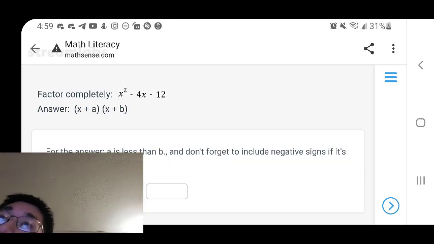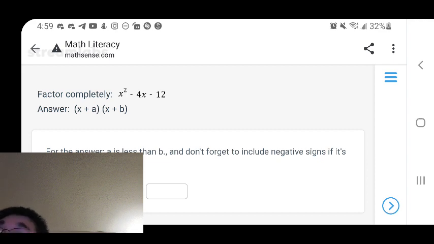Next question. Factor completely. If answer A is less than B. Okay, so you want to factor x squared minus 4x minus 12. You do x... 2 and 6 works. Minus 6 plus 2. X squared minus 6x plus 2x is negative 4x minus 12. X is negative 2 and 6.